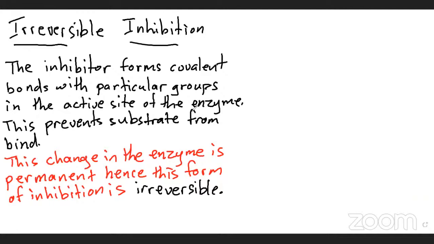So the person that raised their hand, you have a question? Yes, sir. Is it that reversible and irreversible inhibitions are types of the allosteric inhibition? Right. So for the competitive one, it is reversible. But for the allosteric one, it can be irreversible or reversible.